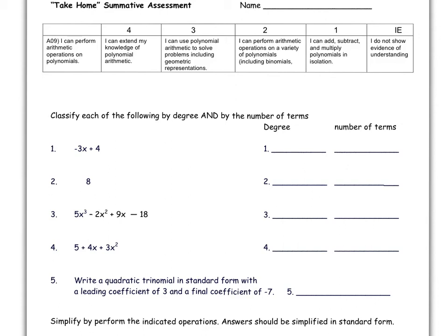Hello everyone. This is a video answer key. Please use a different colored pen or pencil to correct and score yourself given what you think you should have on this. So again, make your corrections in a different color and then turn it in when you are done. Alright, so let's get started.